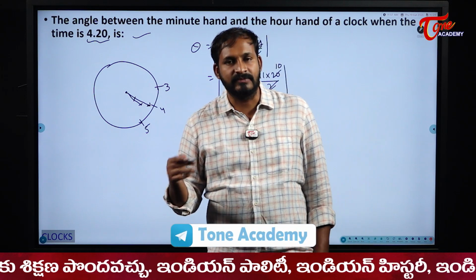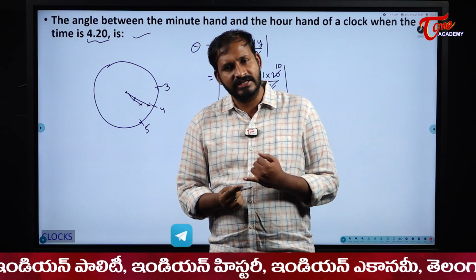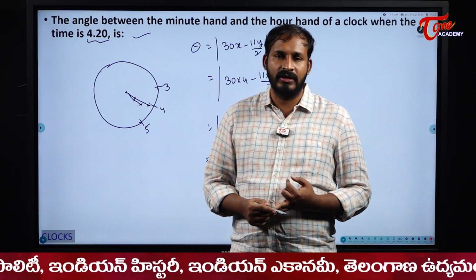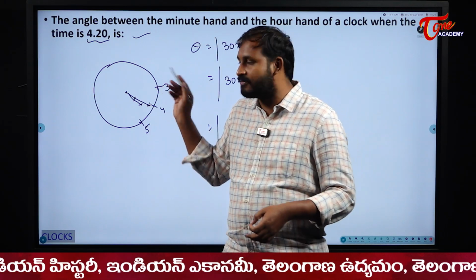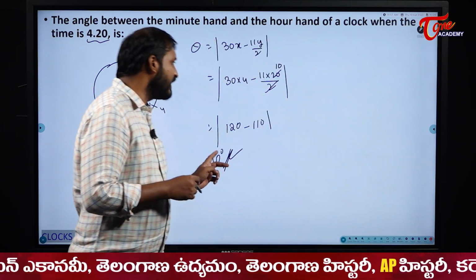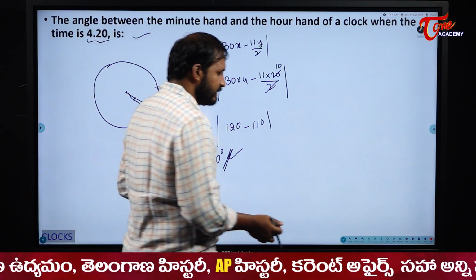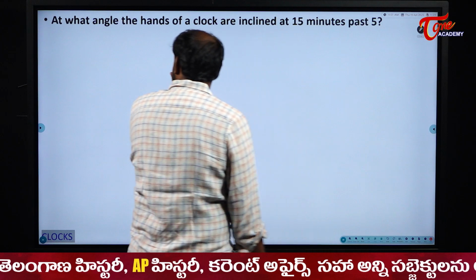What happens here is, some students, if they don't know the concept, directly they will say that anyway hour hand is on 4, minute hand will be on 4 only. So the angle between them is 0 degrees and they will mark it as 0 degrees. That is wrong. Okay, so please be careful. Here the angle between them will become what for us? 10 degrees.